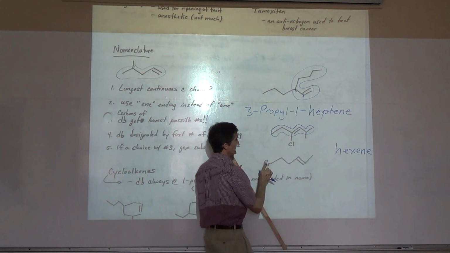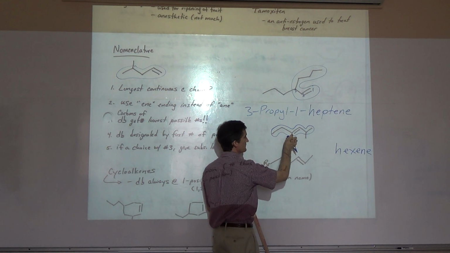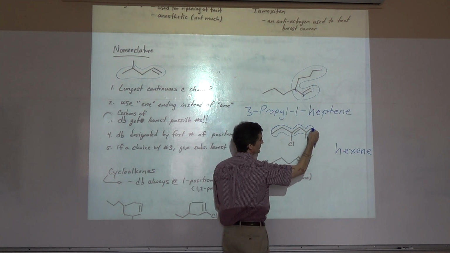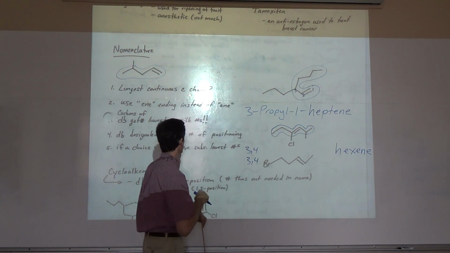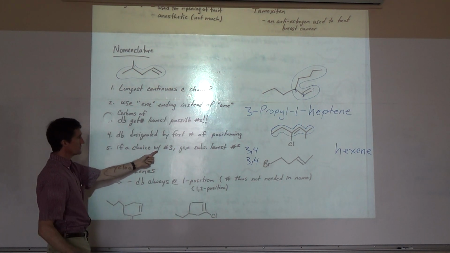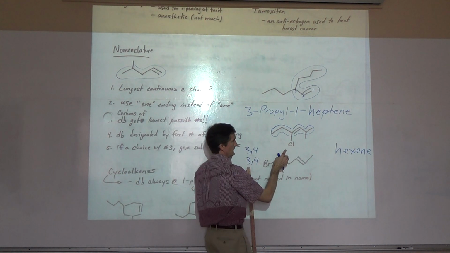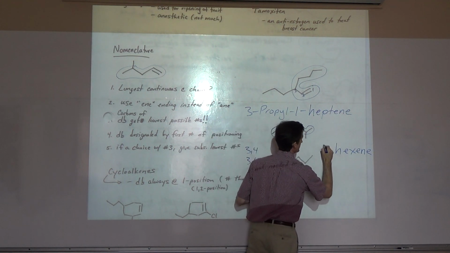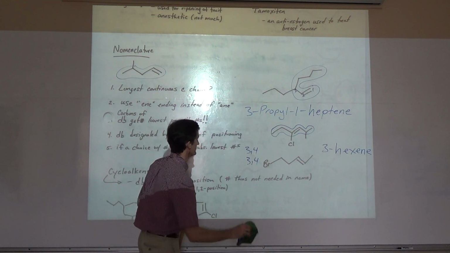Where's the positioning of the double bond? If we start on this end, it's 1, 2, 3, 4. Okay? 3, 4 if we start on this end. If we start on this end, it's 1, 2, 3, 4. Okay, so which end? If a choice, give subs lowest numbers. Either way you go, it's a 3-hexene. Let's go ahead and put that. So we got that much there.